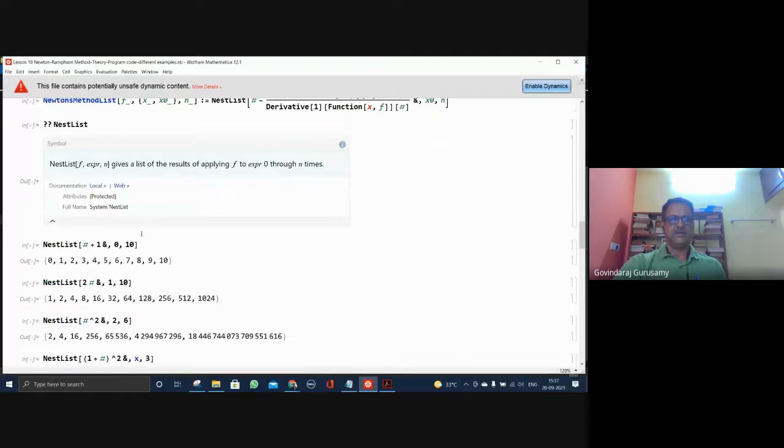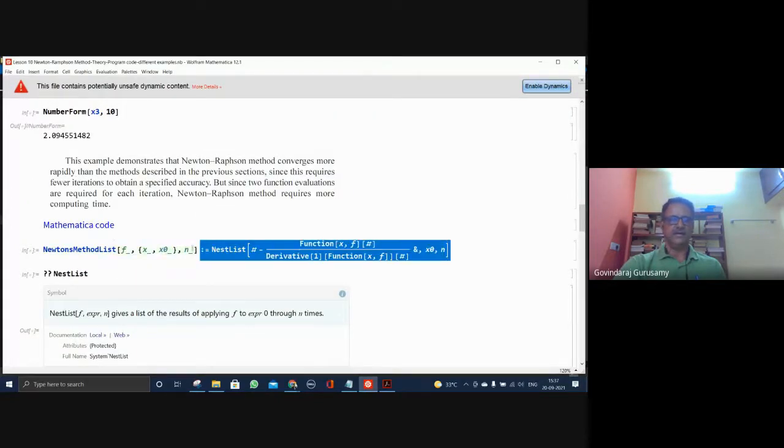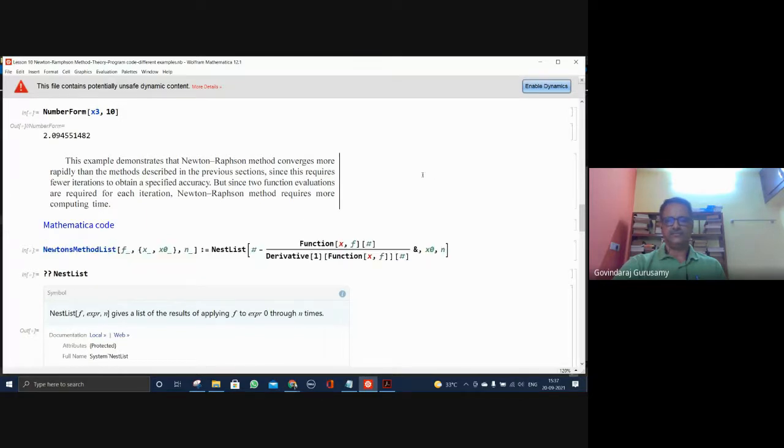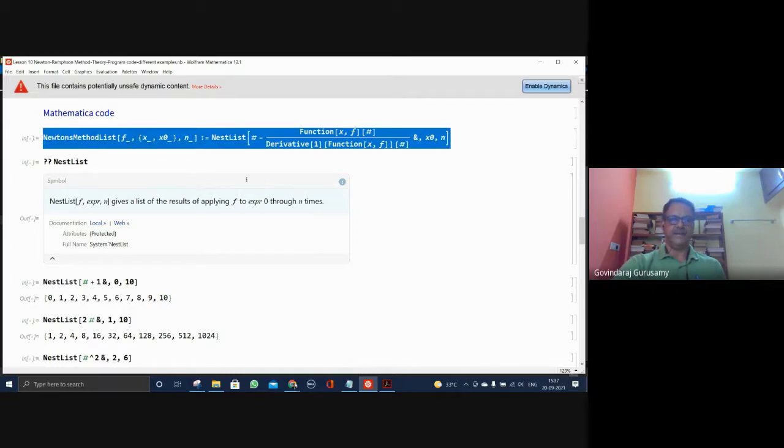So here is the Mathematica code. Surprised that this is only a 1 line code. But this is a new Mathematica construct that we have to learn. The function is available. I have the hash here and x0, and n is the number of iterations, and the region x where it is lying. And this is the function. This is the statement which is enough for implementing it.